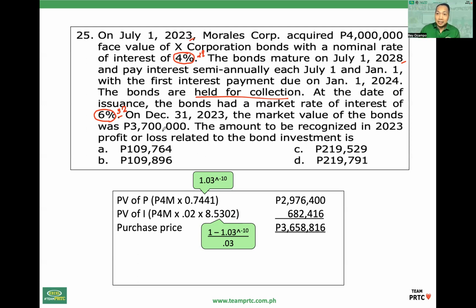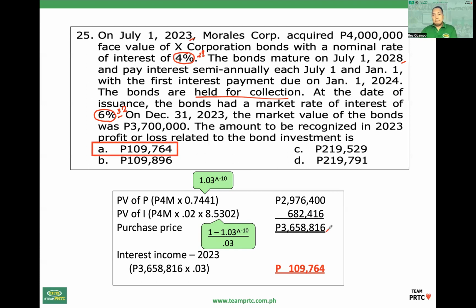Okay? So again, in this case, no transaction costs are involved, so that is also the effective rate, 3%. So the interest income for 2023 is the previous CA, that is, the purchase price times the effective rate. Interest for 6 months, July to December. And where is that recognized? Profit or loss. Okay, number 25, letter A.